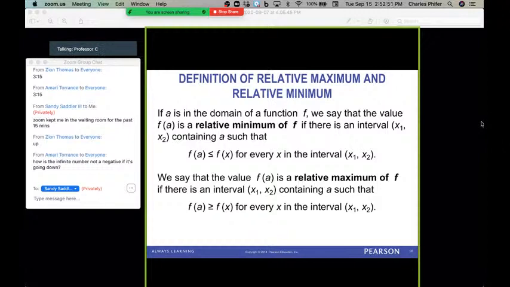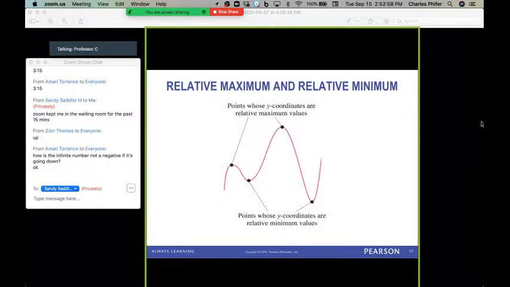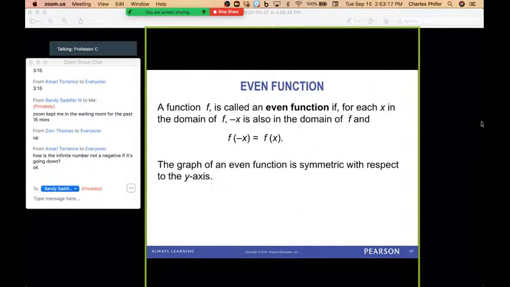So again, relative min is going to be the smallest value of all the nearby y values, and the relative max is going to be the largest y value of all the nearby y values, right? So for instance, we see two examples of the relative max. The nearby y values, that's going to be one of the peaks. This is also a relative max. This is a relative min. It's the bottom of a valley, right? So in a graphical sense, it's fairly simple for these examples.